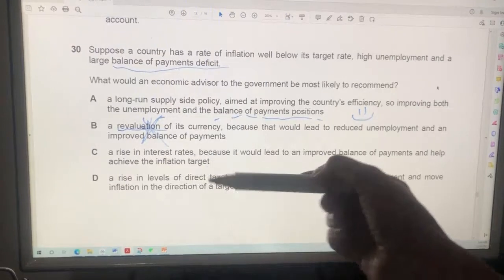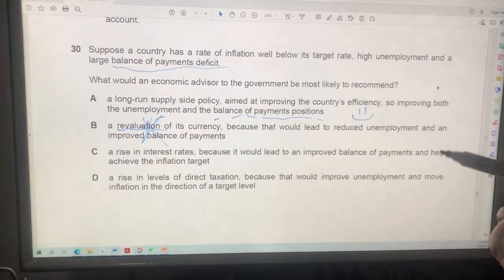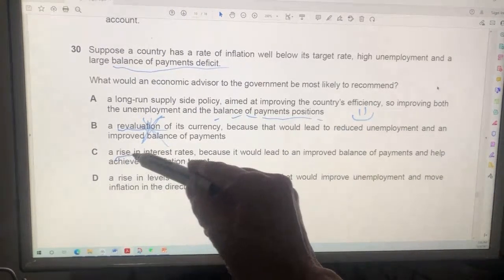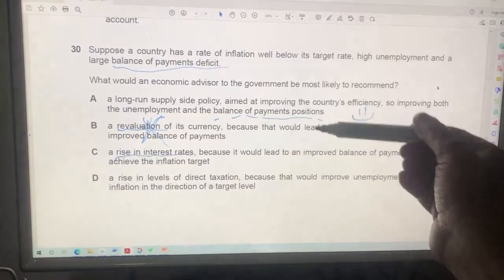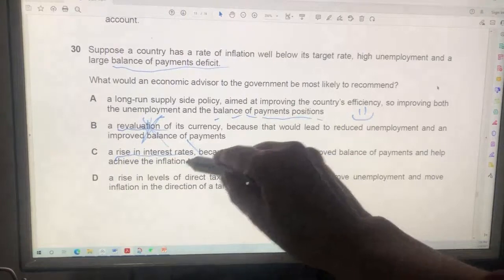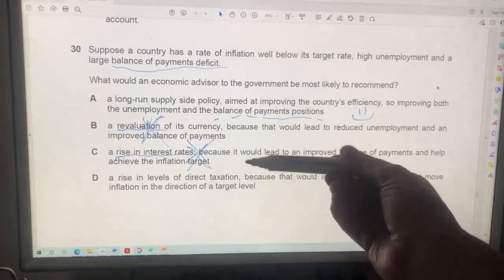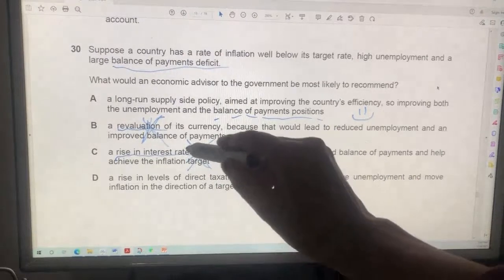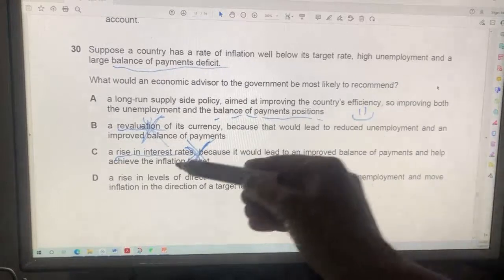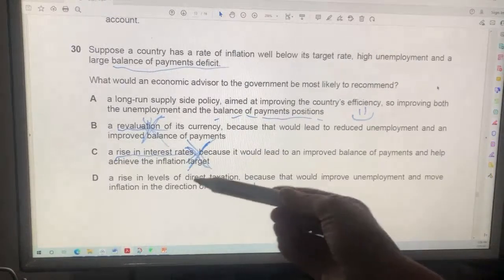C says a rise in interest rates because it would lead to an improved balance of payments and help achieve the inflation target. In the short run, a rise in interest rates might increase prices, so prices would not be competitive. And in the long run, a rise in interest rates might devalue the currency, but in the short run, it's probably going to raise prices. And that's only one solution. They have 2 or 3 problems here.